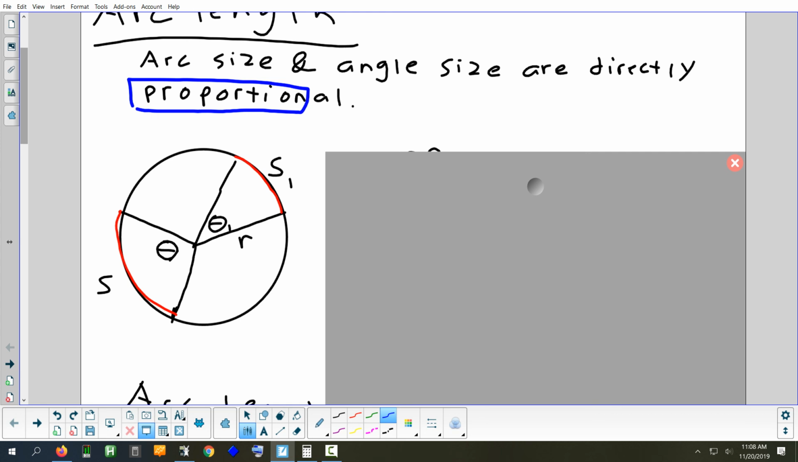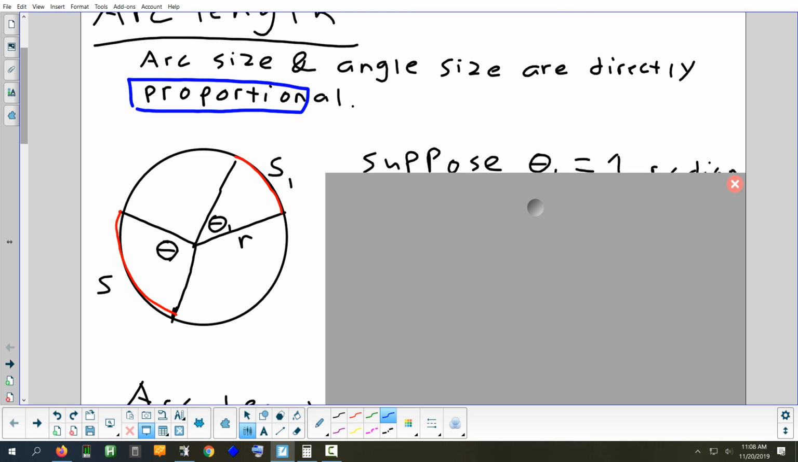So, we're going to start with this diagram and try to figure out how to set up a proportion from this. S represents the length of an arc in red. Theta represents an angle. So what I've drawn is two angles and two arcs. R, what do you think that stands for? That's your radius. Yep.